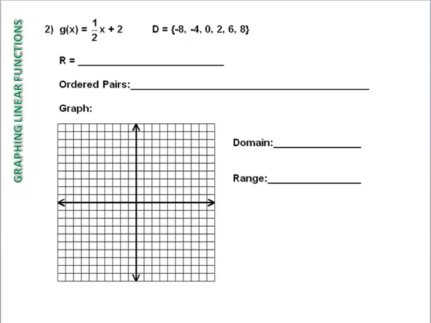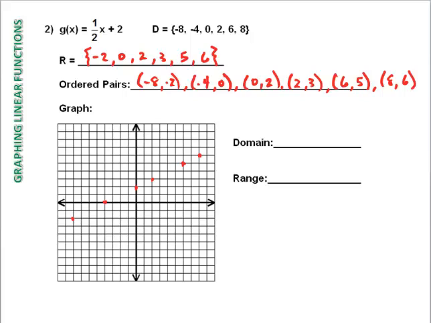In example 2, we're going to use the function g of x equals 1/2 x plus 2. We're going to do the same thing we did in the last example. So take a moment, put the video on pause, plug those domain values into the function, find the range values, list the ordered pairs, and graph those points. Okay? So go ahead and take a moment to do that. When you finish, go ahead and start the video back up.